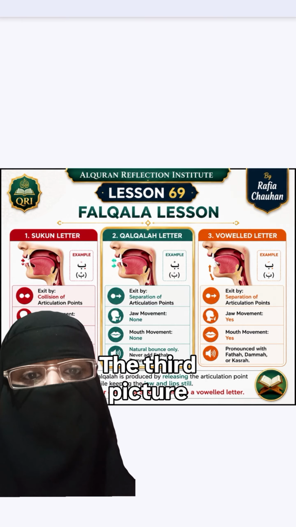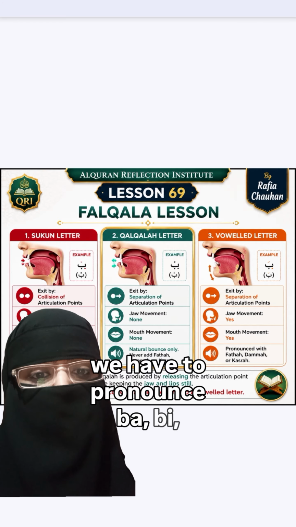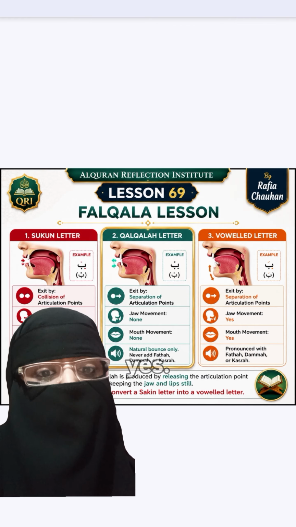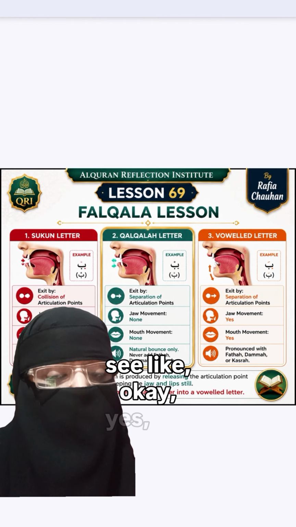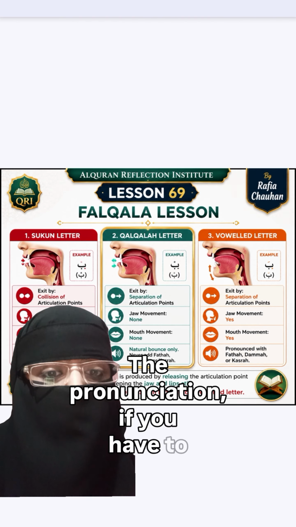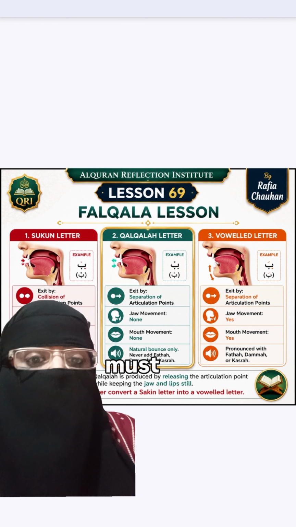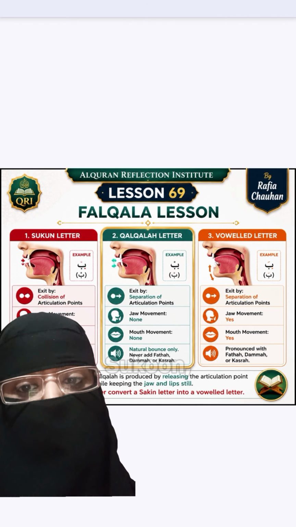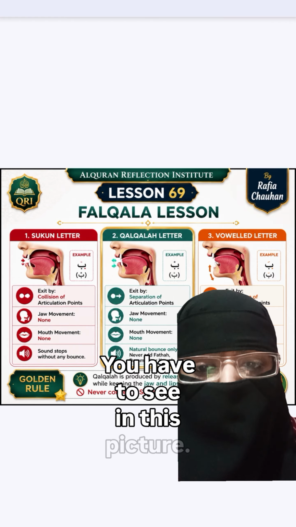The third picture, like vowel letters, we have to pronounce ba, b, boo. So there is jaw movement, and you have to see the mouth movement very clearly. When we say it with fatha or dhamma in the voiced state, the articulation points must be clear and separated. But when we're talking about sukoon, the articulation is totally changed. You have to see this picture.